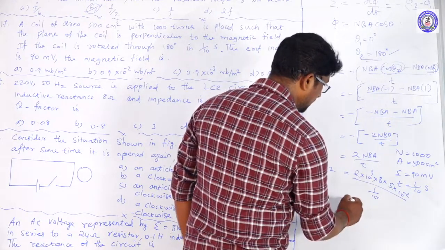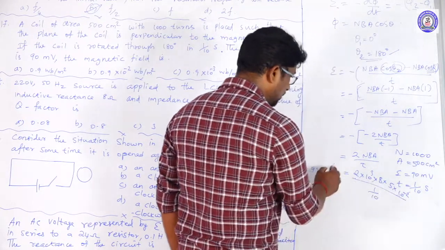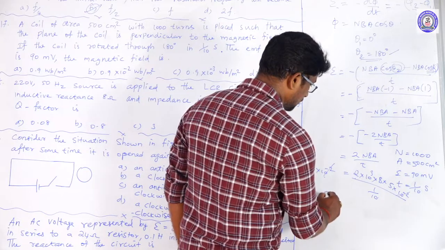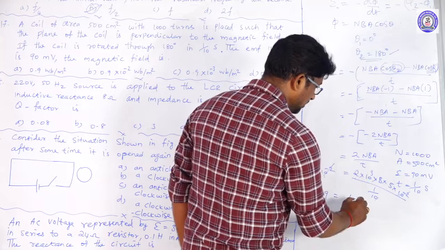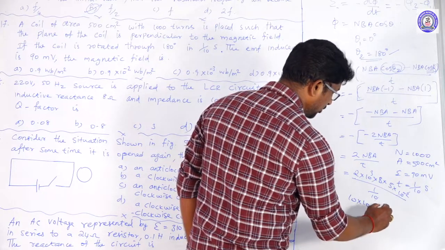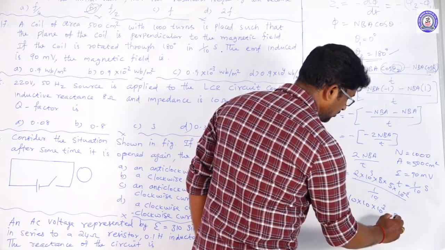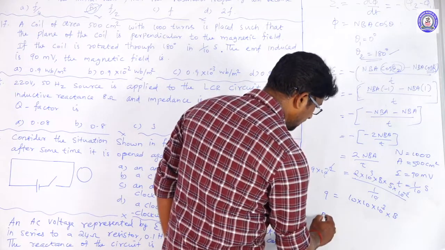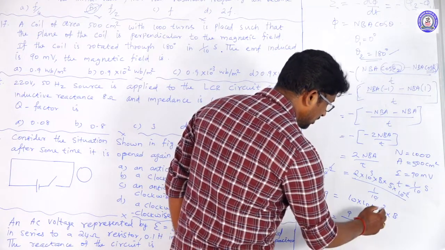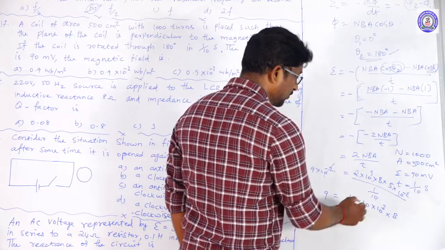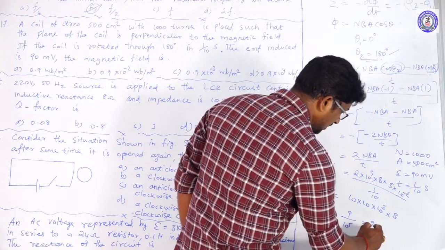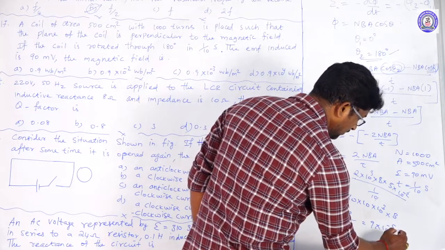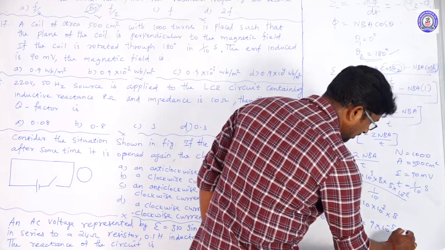The 10 goes to the numerator, so 10 power minus 2 and 10 power minus 2 cancel. So 9 is equal to 5 into 10 into 10 power plus 3 into B. Therefore, B is equal to 9 divided by 10 power 3 into 10 into 10 into 10 power 5, so B is 9 into 10 power minus 5 Tesla, or Weber per meter square.